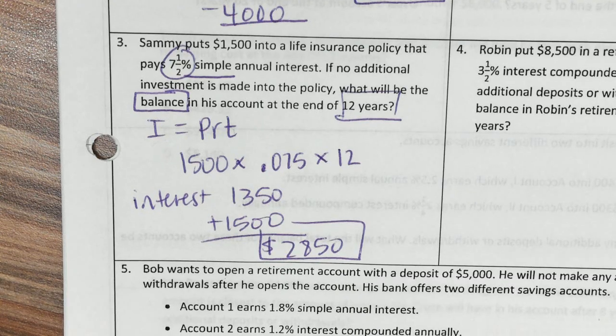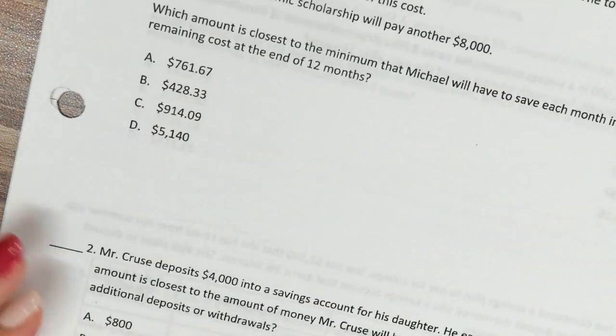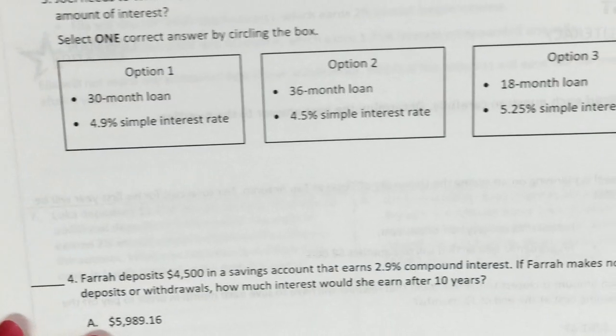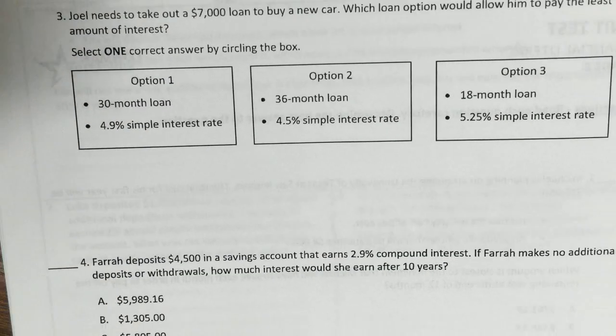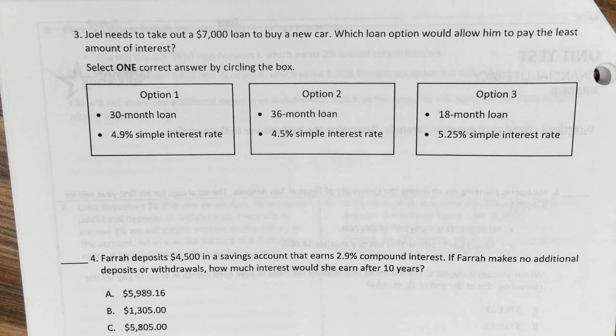Now, if y'all would go to the multiple choice, because these are the ones you're going to do, and I'm going to help y'all talk about a few of them. So go to number 3. Everybody go to number 3. Number 3 says Joel needs to take out a $7,000 loan. That's your P.